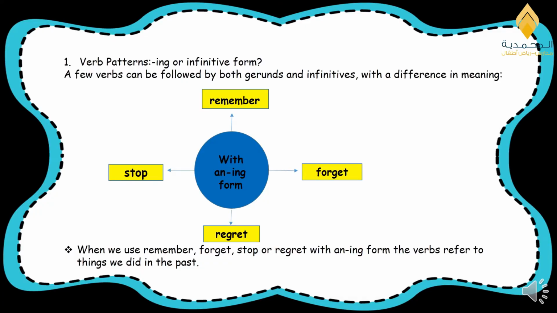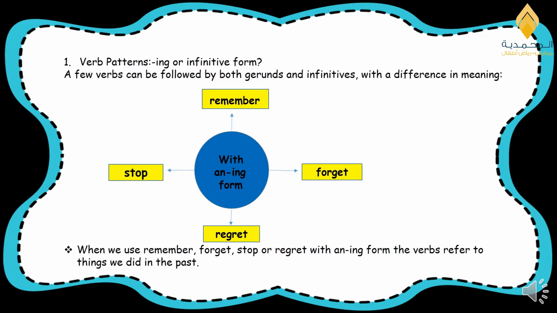Okay, now we have to know new verb patterns. We have ing or infinitive form. A few verbs can be followed by both the gerund and infinitives with a difference in meaning. So, here you can find four verbs. We have remember, stop, regret, and forget. These verbs, we use them with an ing form, okay?